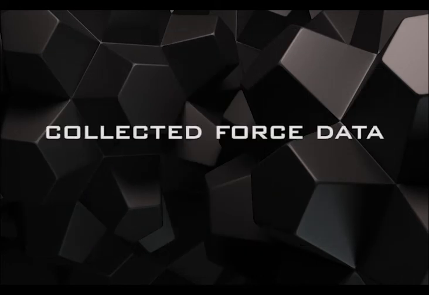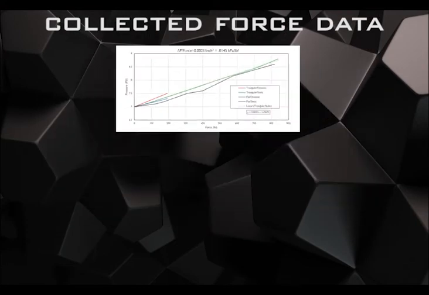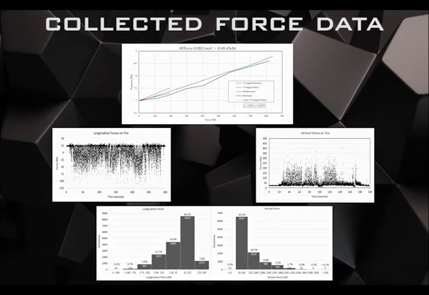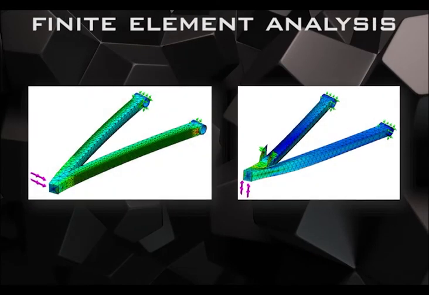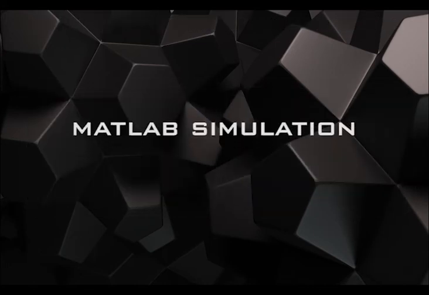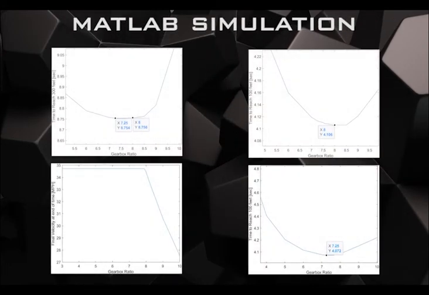This analysis portion of the design phase will use force data that the team has collected and use in software like SolidWorks, Altair, or ANSYS to simulate whether the part will pass or fail when those forces are applied. The team also uses MATLAB simulations to determine optimal parameters for those components.